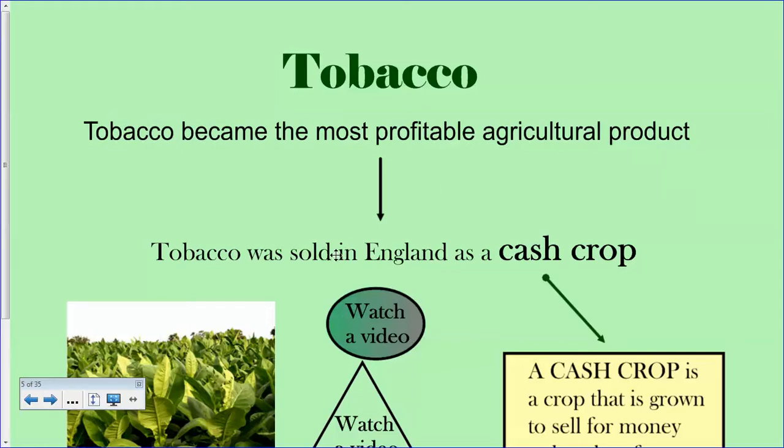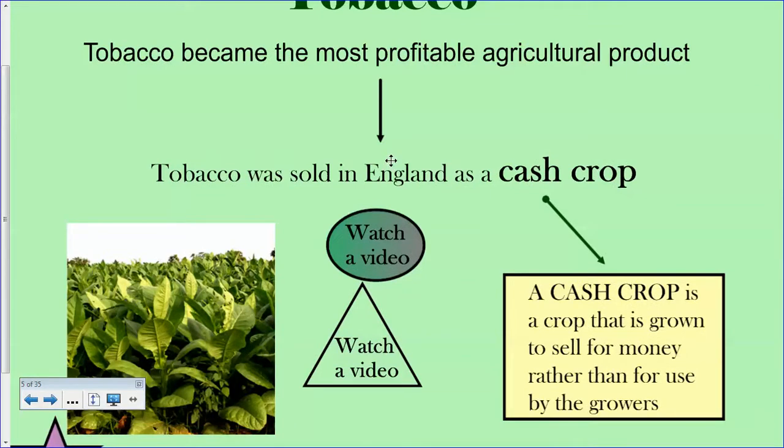Tobacco was sold in England. Not only was it sold in England and they got money from Englanders, it was a cash crop, meaning it's grown to sell for money rather than for use by the growers. Because if you're a farmer growing only enough for your family to survive, to eat, you're growing corn or whatever, it's not a cash crop. You're not doing it to make money. You're doing it to survive.